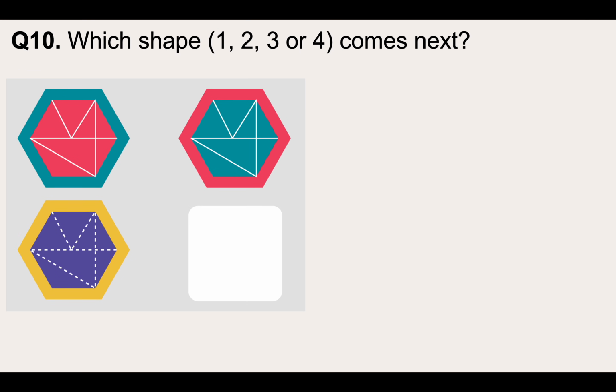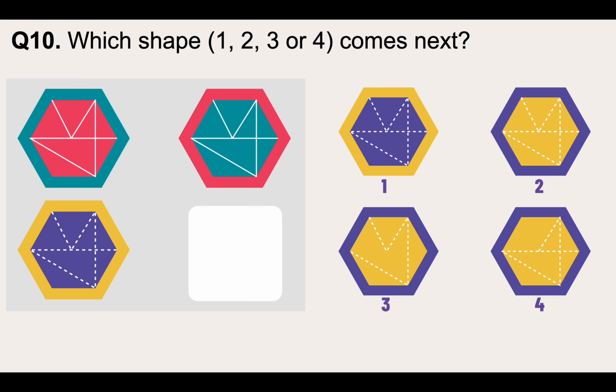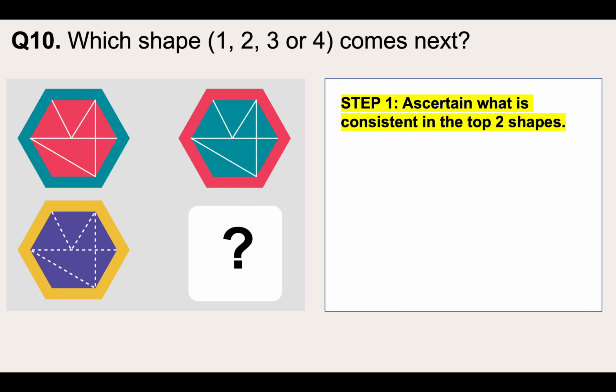So question 10, which shape 1, 2, 3 or 4 comes next? Which shape 1, 2, 3 or 4 comes next where that question mark is? So here's what to do. Step 1, ascertain what is consistent in the top 2 shapes. So those top 2 shapes look slightly different, but there is something that's consistent, i.e. the same, and that is those white patterned lines. That means that the same has to happen in the bottom 2. That has to be the same as well. You can see that on the left there's that dotted pattern line. Well, that has to be the same on the right hand side where the question mark is.